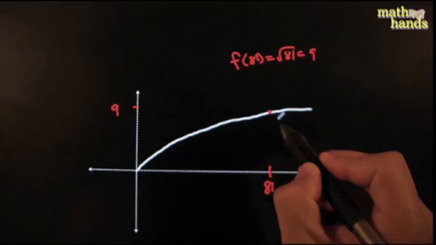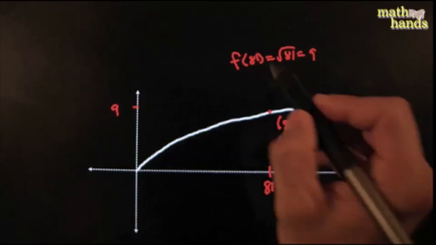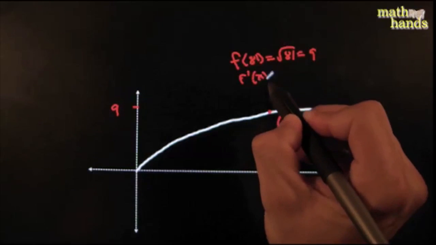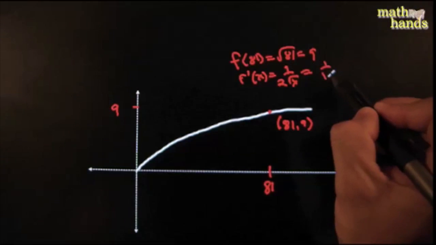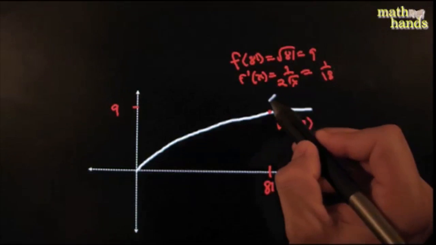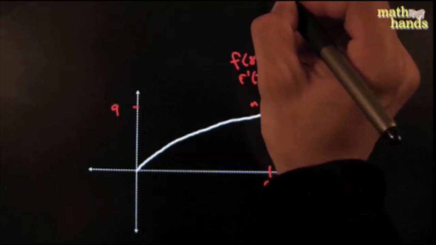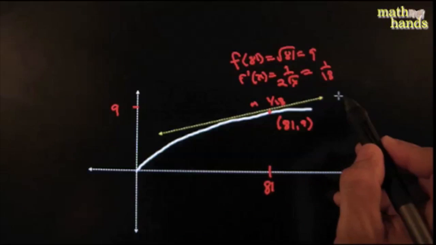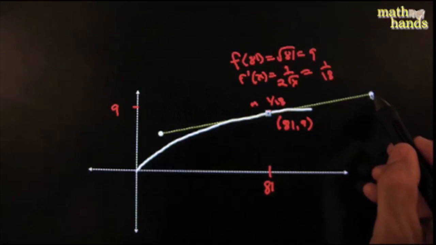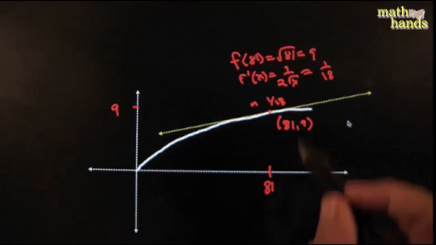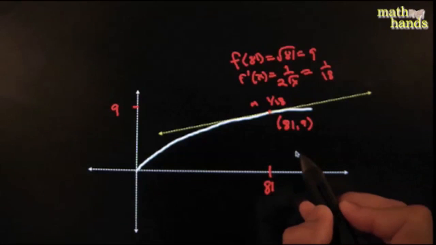81. I've already got one of my key ingredients here. The other key ingredient, f prime of x, I had calculated before, was 1 over 2 square root of x. You plug 81 in there, you get 1 over 18. Check. The slope is 1 over 18. That's the slope for my tangent line. I've got my two ingredients, my slope and the point.